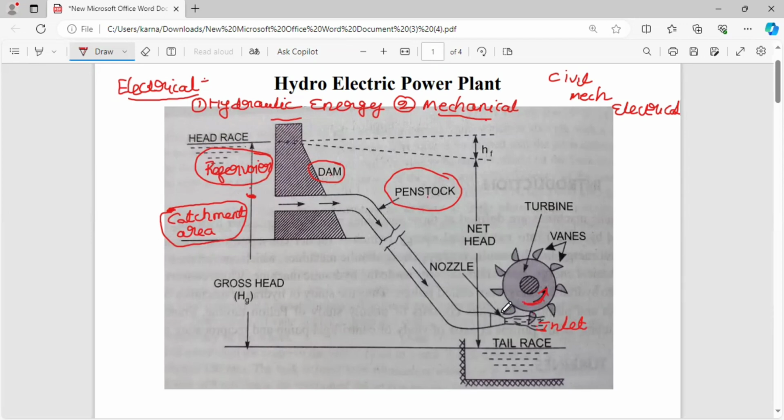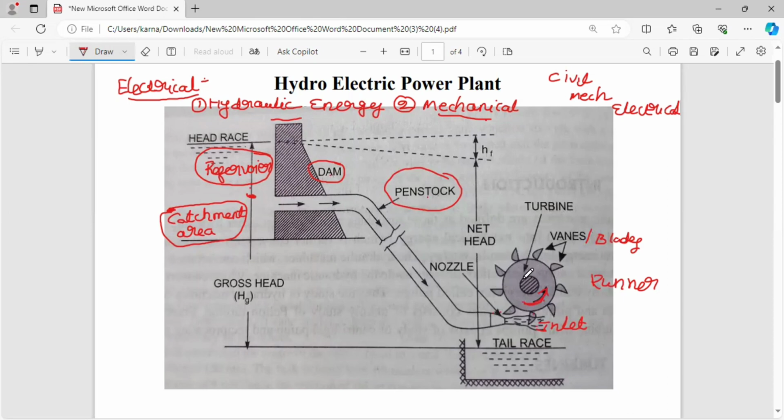After that, at the inlet, we are having the nozzle. After that, here it is the runner, or rotor. This circular disc is called the runner or rotor or turbine. After that, on the runner, the turbine blades are there. These are called vanes or blades.